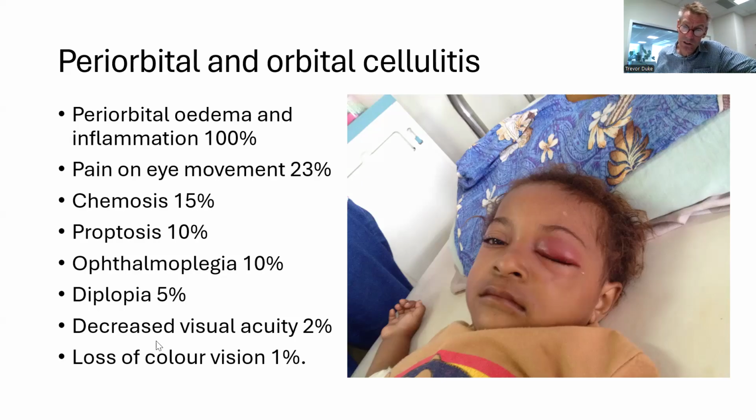I think it's hard to assess visual acuity in these patients because they've got an eye that's closed and often can't be opened, and they have to be old enough to be able to say whether they can see something or whether they've got normal color vision or not.